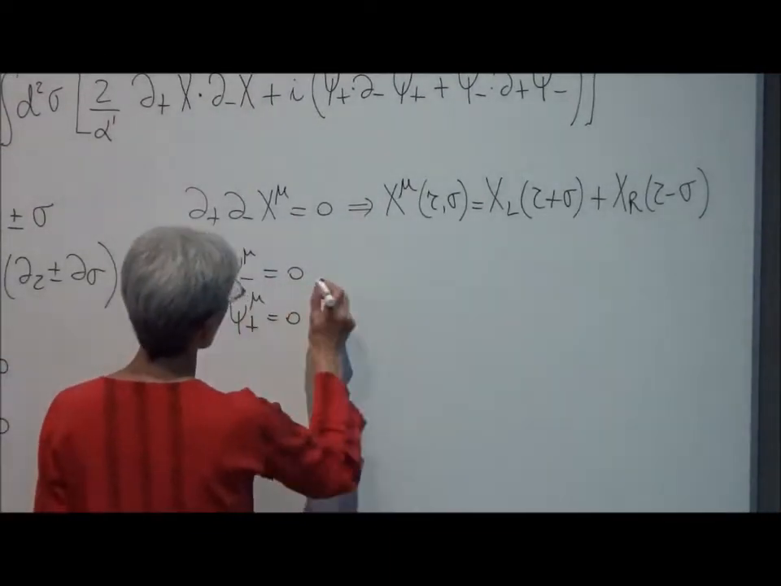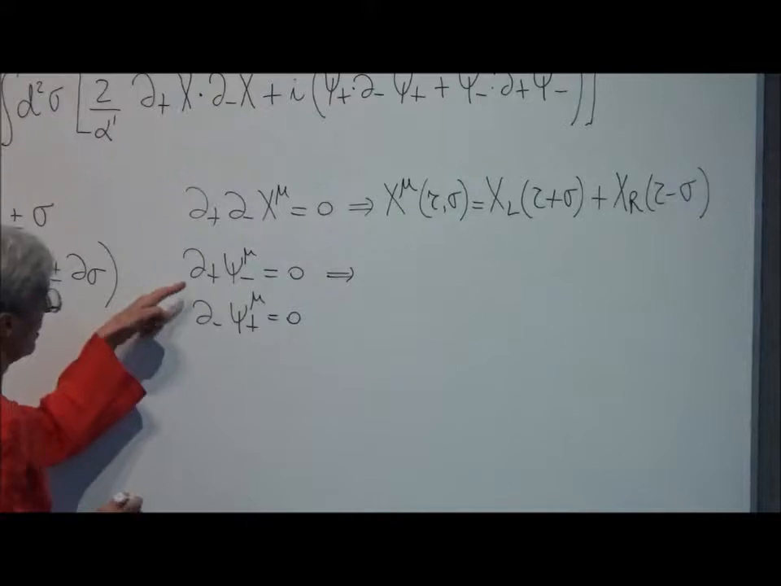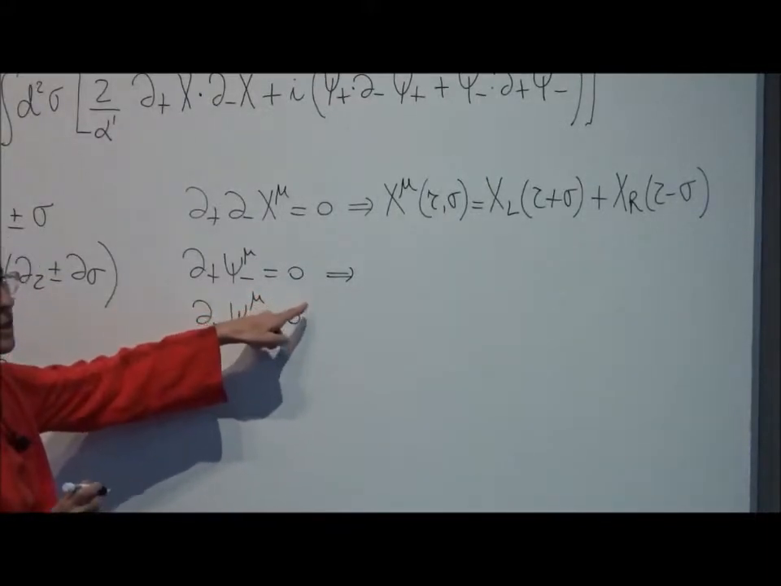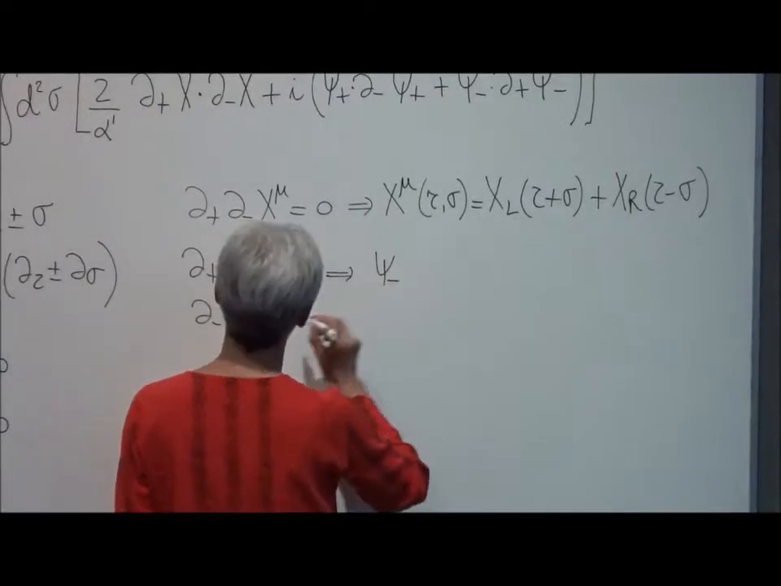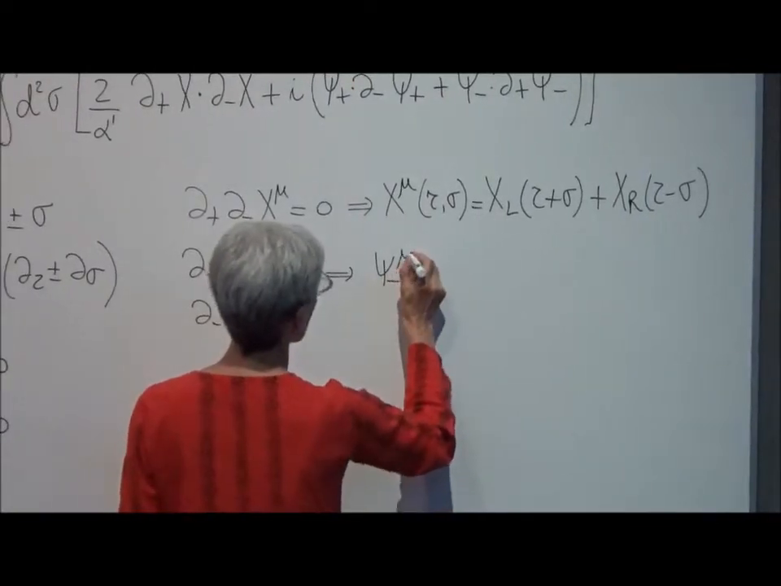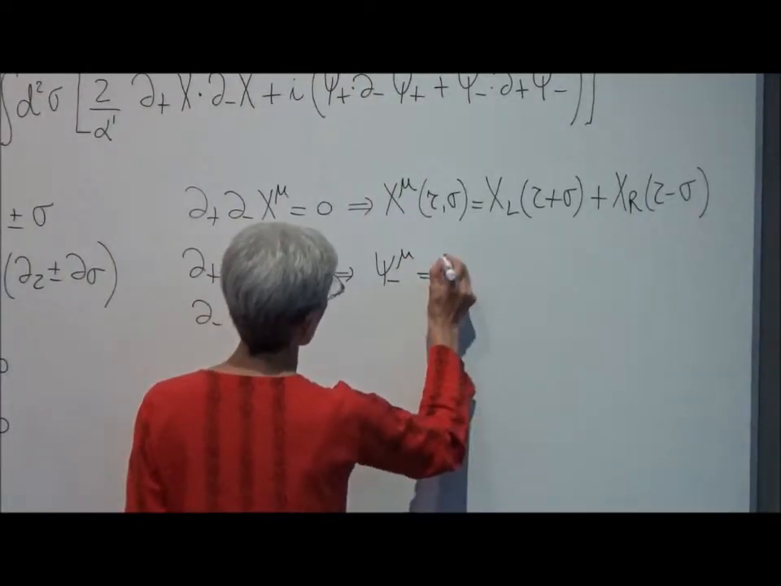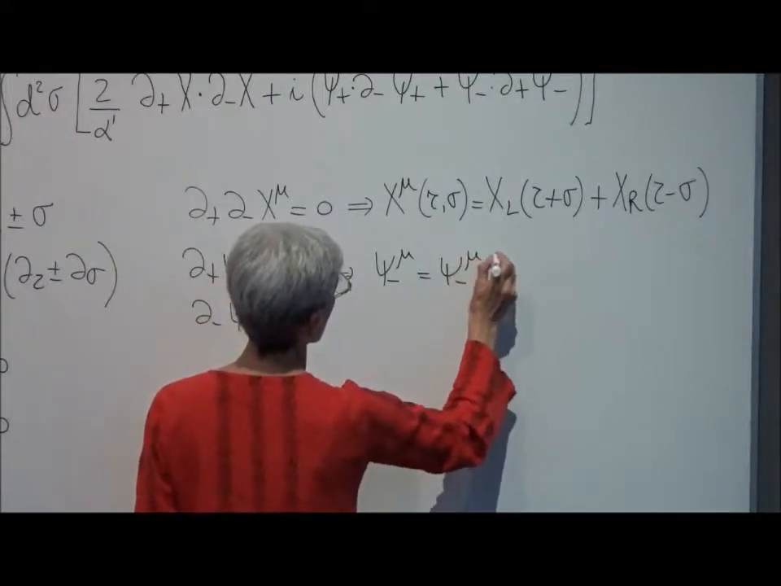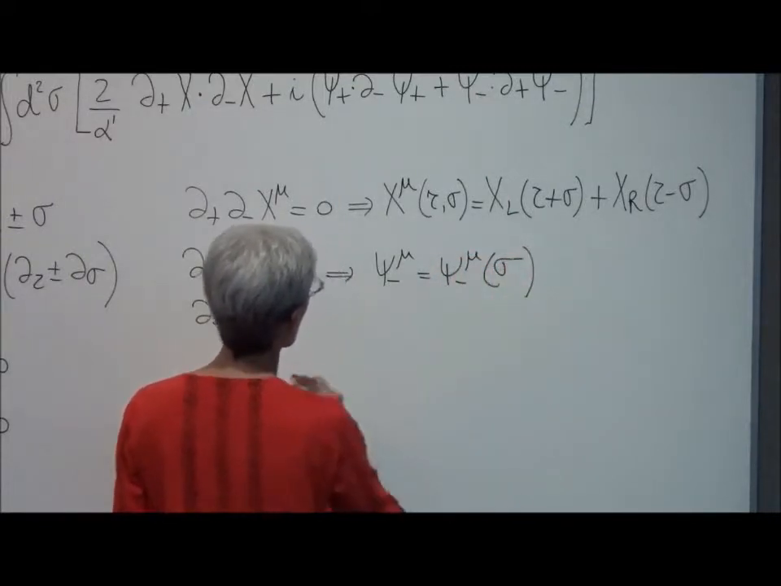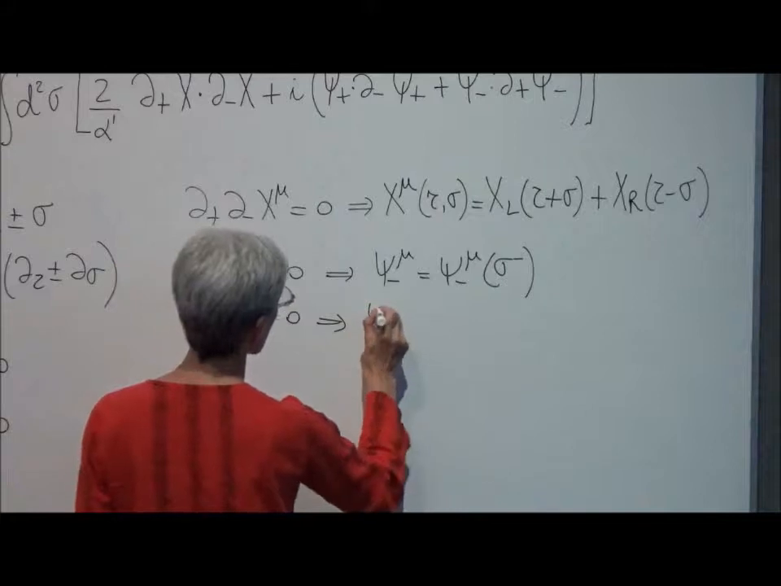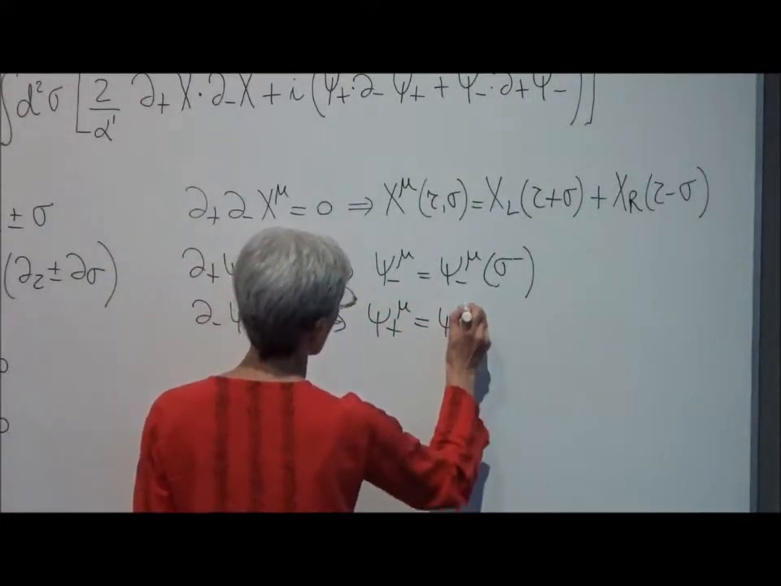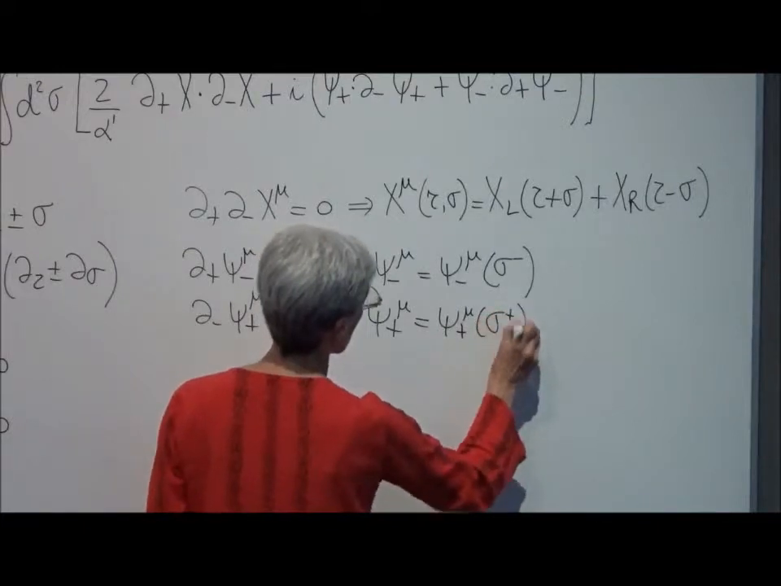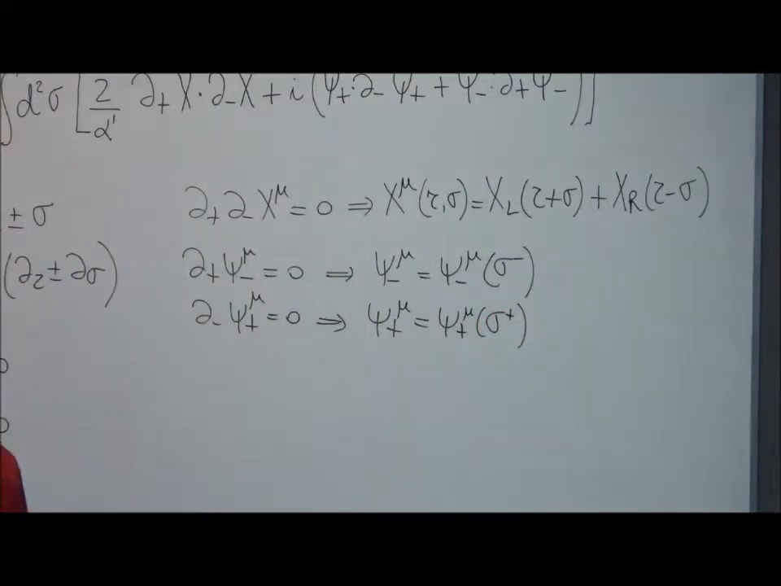And for the fermions, this equation, partial plus psi minus equals 0, implies psi minus is a function of sigma minus, and similarly psi plus is a function of sigma plus. Okay?